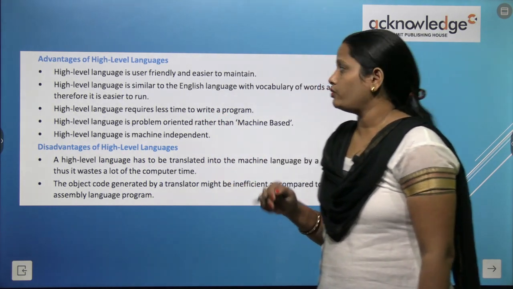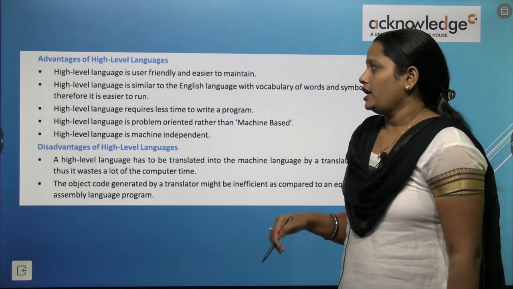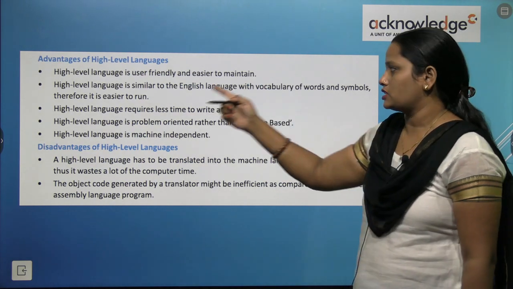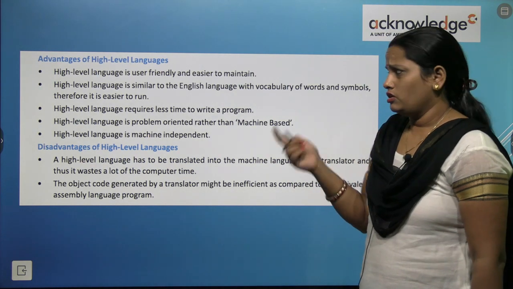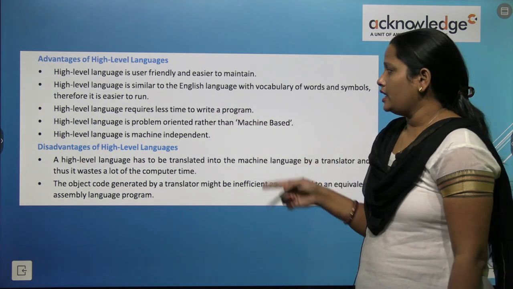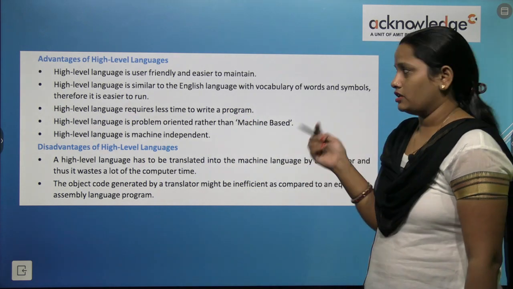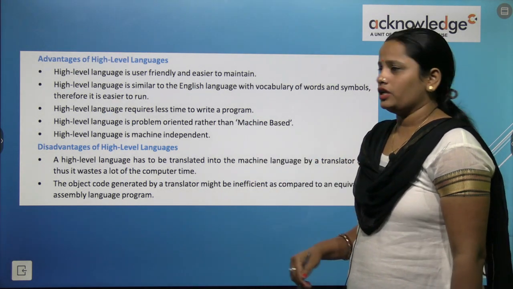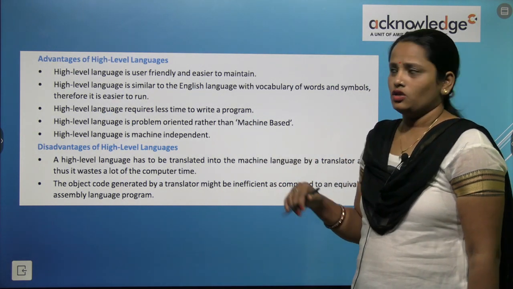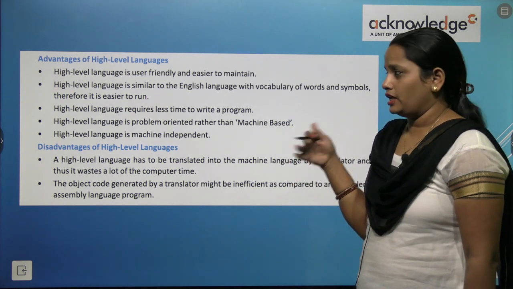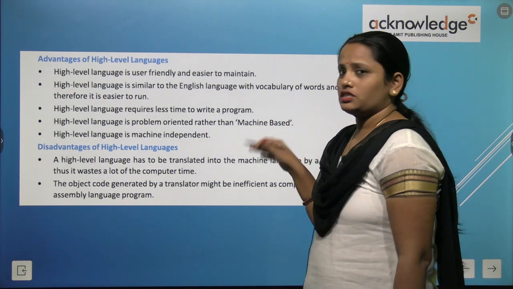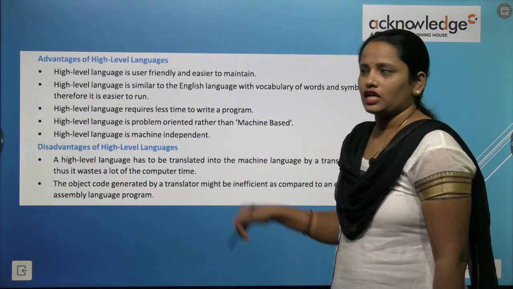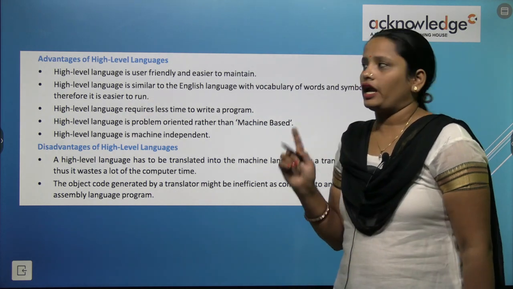High level language is user friendly and easy to maintain. It is similar to the English language with vocabulary, words and symbols, therefore it is very easy to run. It requires less time to write a program. It is problem oriented rather than machine based, so it relies less on the machine, and it is machine independent. This is the last point of the advantages of high level language.